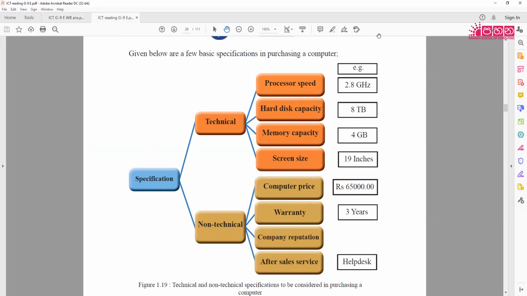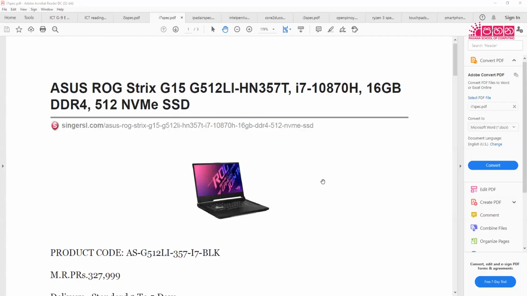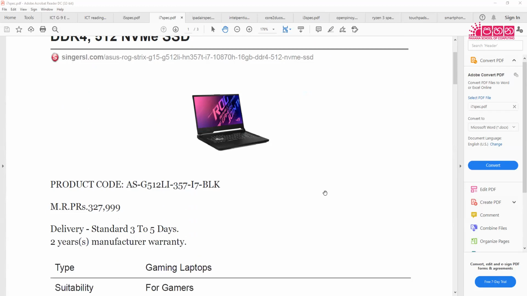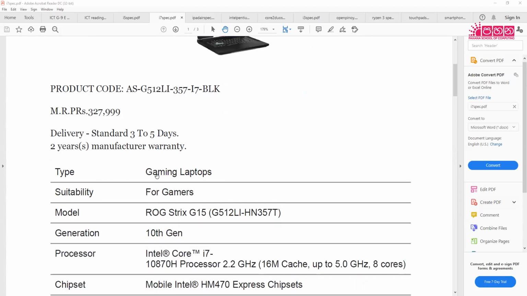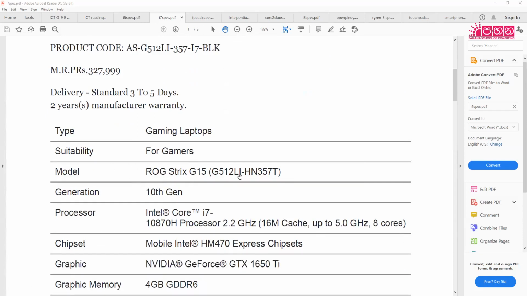Okay, let's start. This is to help you identify technical and non-technical specifications. I got this from Singer, and these are some of the details. Here is how it looks: product code, maximum price, the delivery time, warranty time, and the type. It's a gaming laptop, suitability for games, and here is the model.